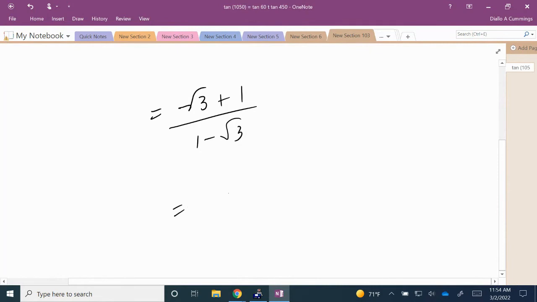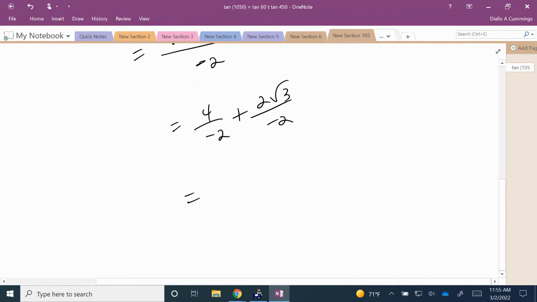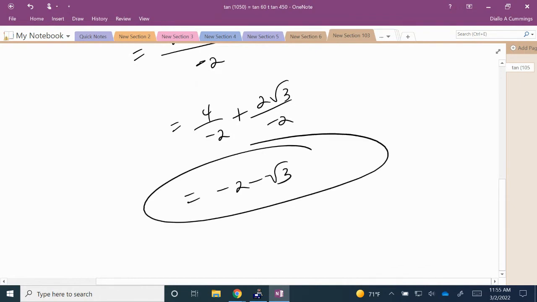So I believe in the top we had 4 plus 2 square root of 3, I believe. In the bottom we had 1 minus 3, which is a negative 2. And then we have 4 divided by negative 2 plus 2 square root of 3 divided by negative 2. I believe we should have negative 2 minus the square root of 3.